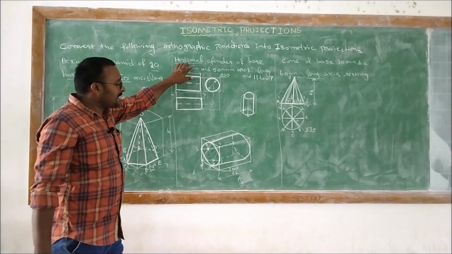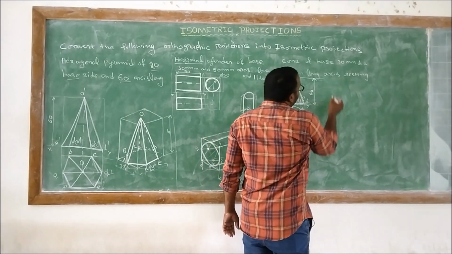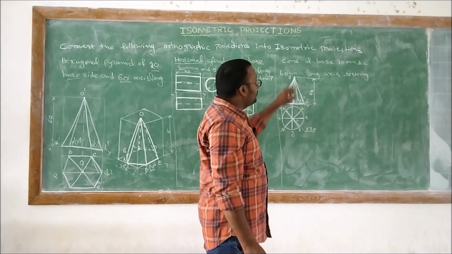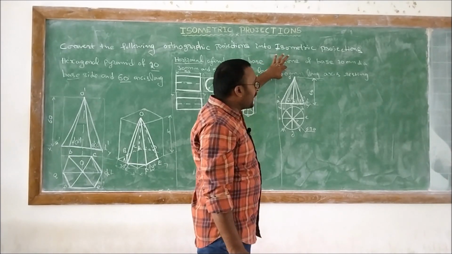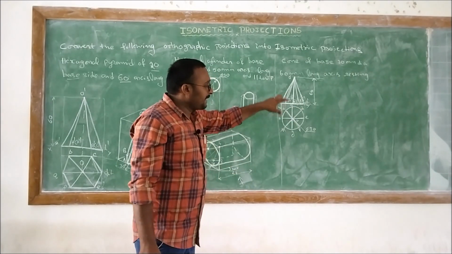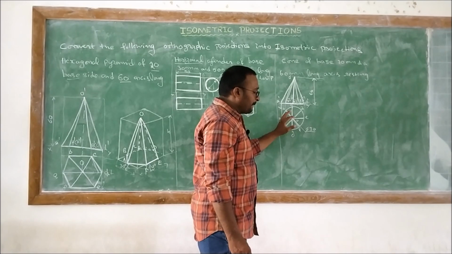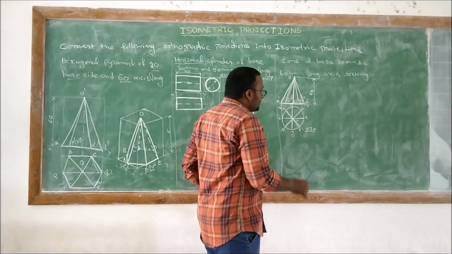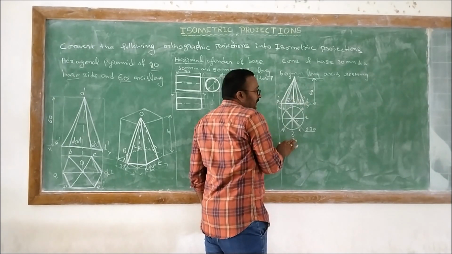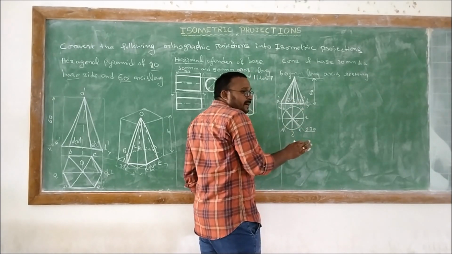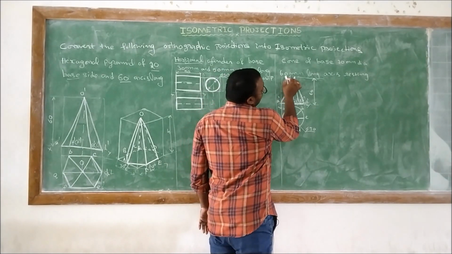Here the problem's axis is horizontal, right? And coming to the last problem: a cone of base 30 mm diameter and 60 mm long axis resting with its base on HP. Here the axis is perpendicular to the HP and parallel to the VP. In this case, the front view and top view both consist of non-isometric lines. We need to convert those non-isometric lines into isometric lines initially by providing the outside box.